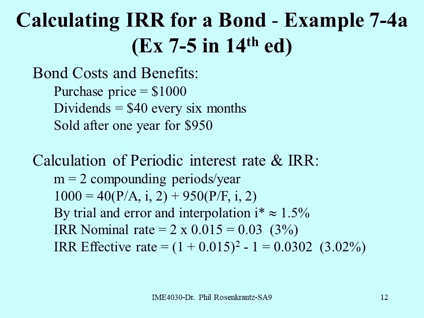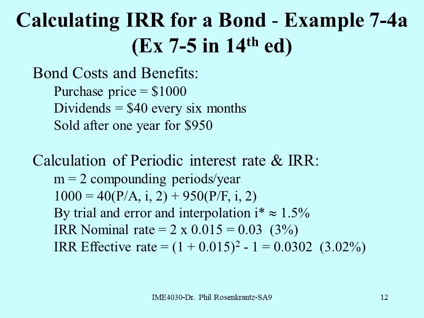That's for every 6 months, so we have to multiply by 2 periods to get the nominal interest rate, and we can calculate the effective interest rate as well, which is 3.02% if we use this approximation. So that's the rate of return on this bond investment. You could use that to compare to other rates of return on other investments.